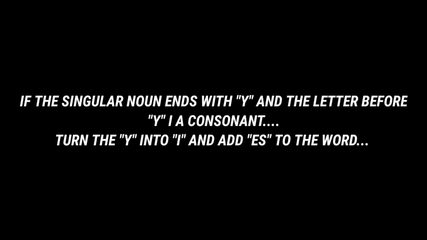Now, let's move to rule number 5. If the singular noun ends with Y and the letter before Y is a consonant, change Y into I and add ES to the word. Children, you know what is a consonant? There are 26 letters in the English alphabet, right? And 5 are vowels and the rest are all consonants. I told you what a vowel is: A, E, I, O, U. All these 5 letters are vowels. Except these 5 letters, the other letters are consonants.